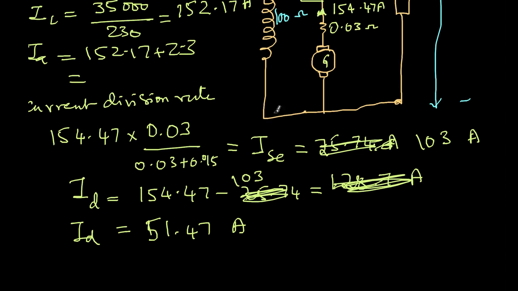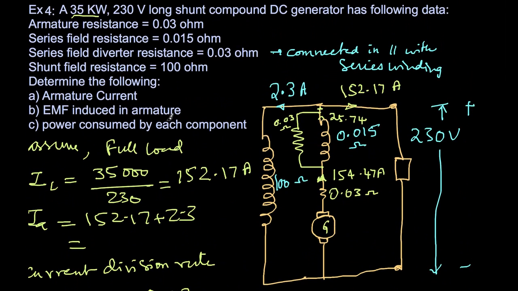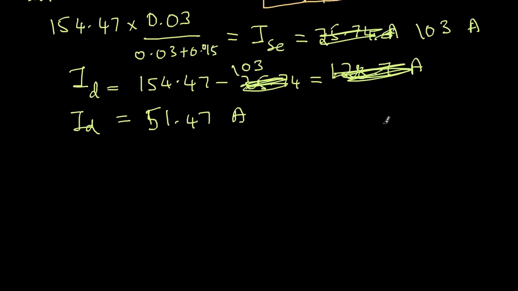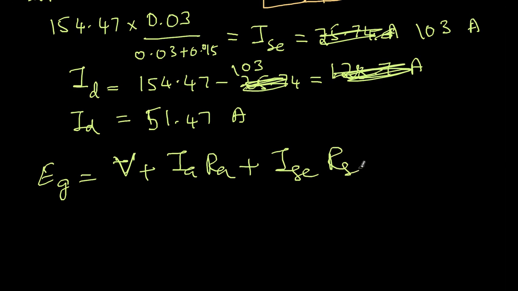So now the thing that is left to be calculated is the EMF. Armature current, I have already calculated. I have to find the EMF induced in the armature. How do I find it? So the EMF induced in the armature, EG, is nothing but total voltage plus the drop here plus the drop here. So EG is nothing but terminal voltage plus IA RA plus ISC RSC. This term, since it is parallel, is also equal to ID into RD.